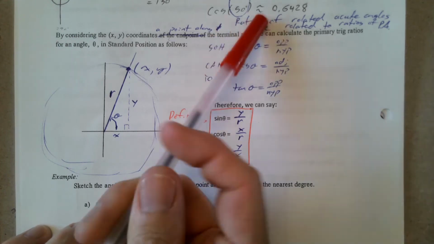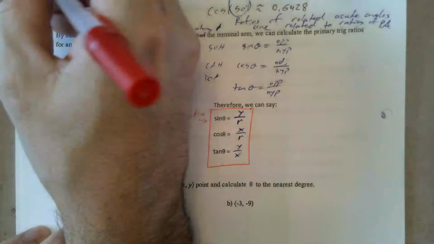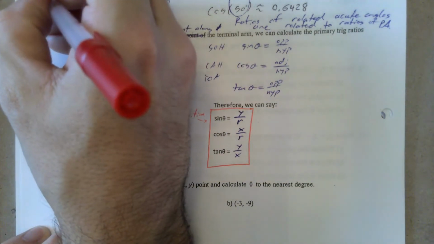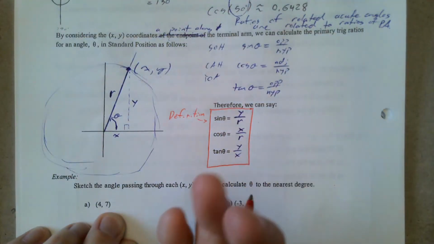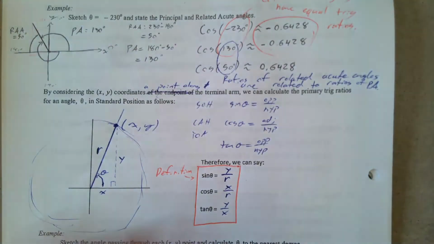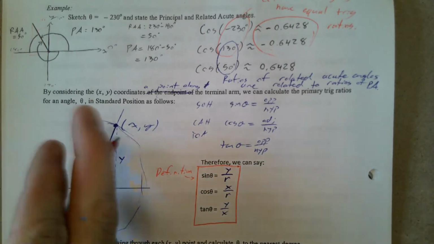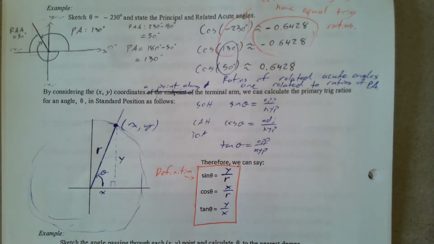We can look back here and say, oh, that's why the cosine of 130 degrees was negative, because we're looking at the ratio of its x value, which is negative. How could the side length of a triangle be negative? It can't. How could an x value be negative? Well, it's easy if your point is to the left of the y-axis.